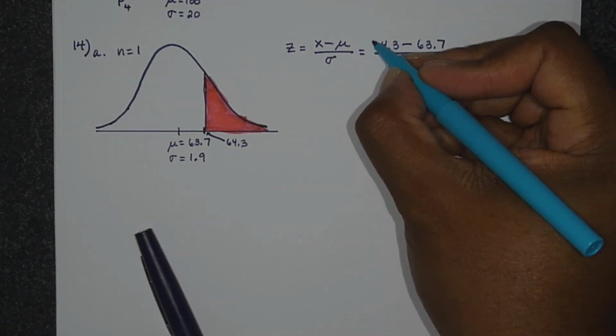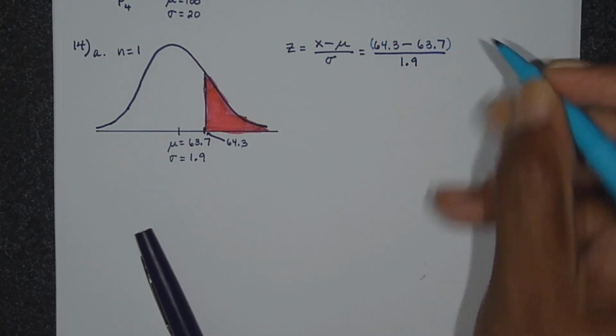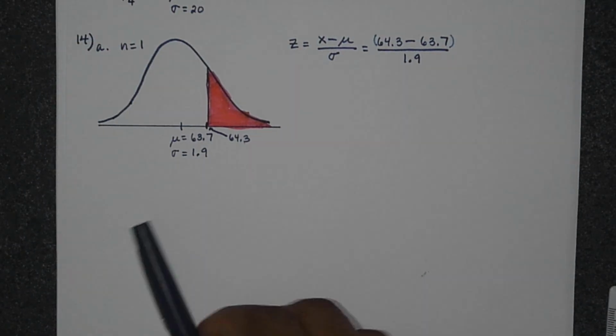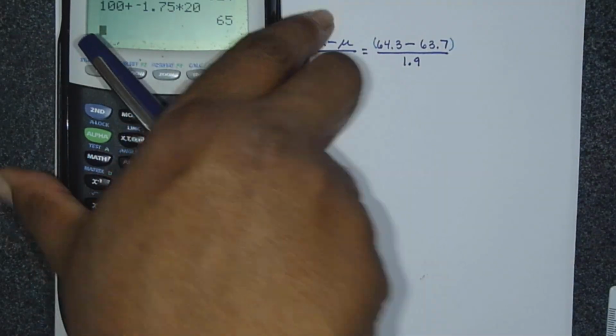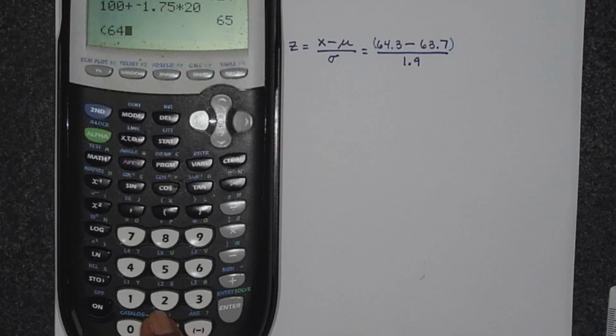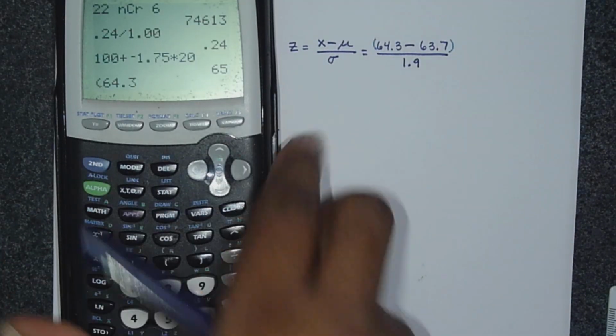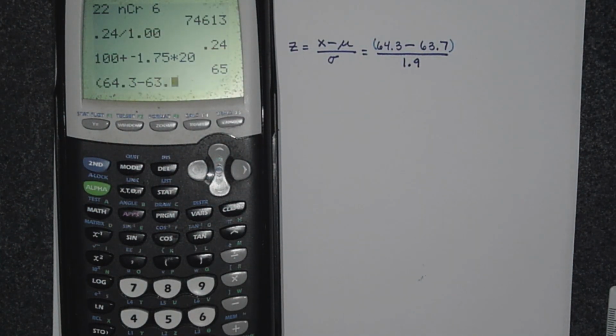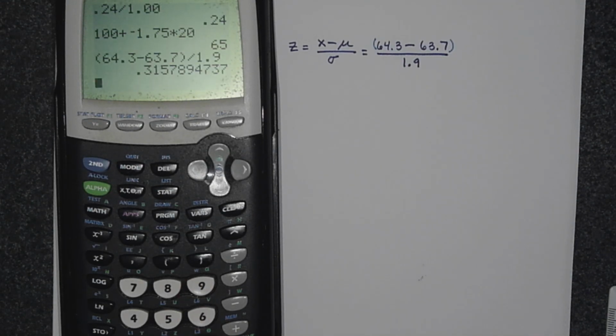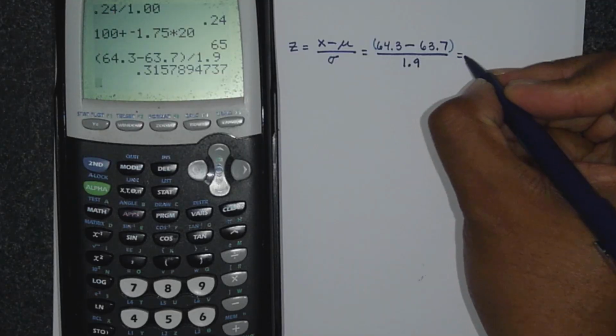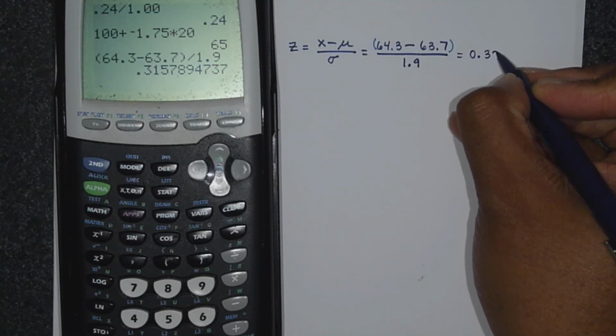If you choose to do this in the calculator, you need to put this in parentheses. So that means left parentheses 64.3 minus 63.7, close parentheses, divided by 1.9. And to two decimal places, what would that z value be? 0.32. All right.